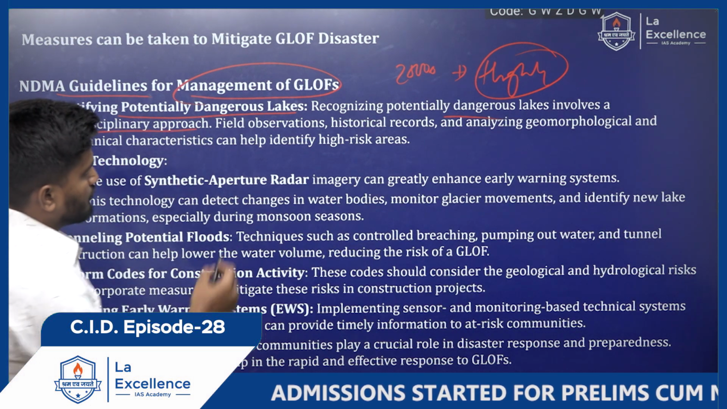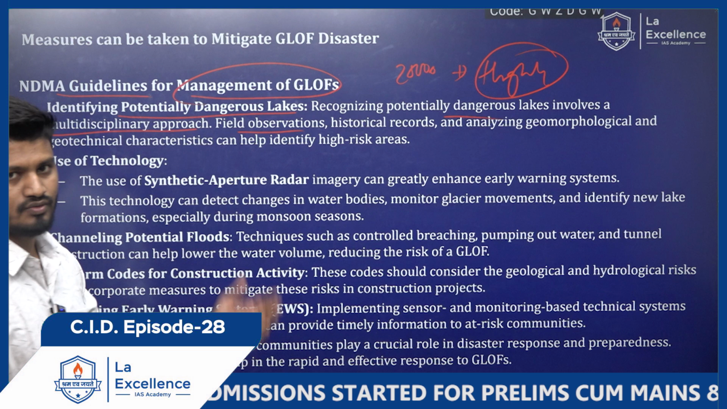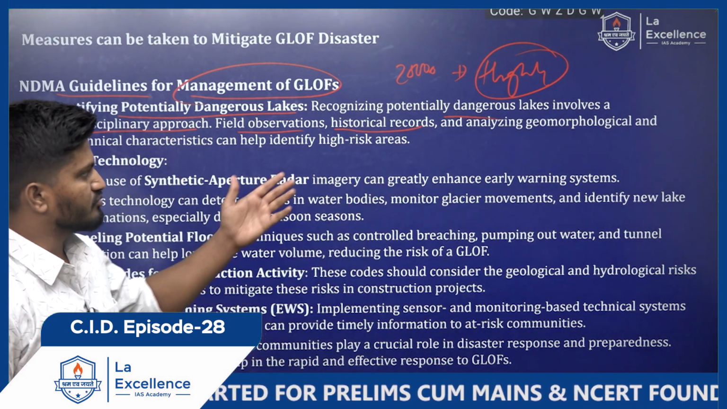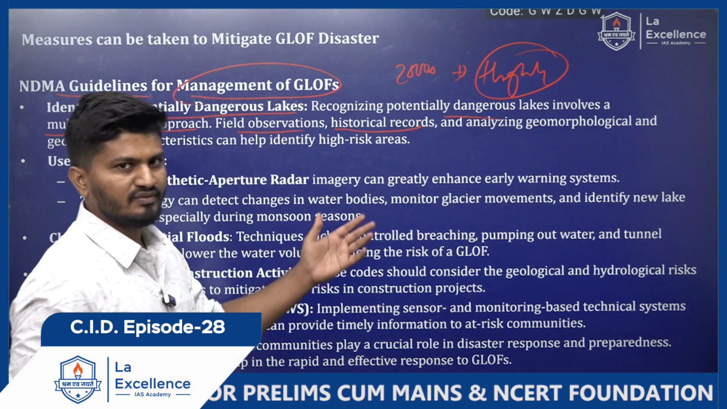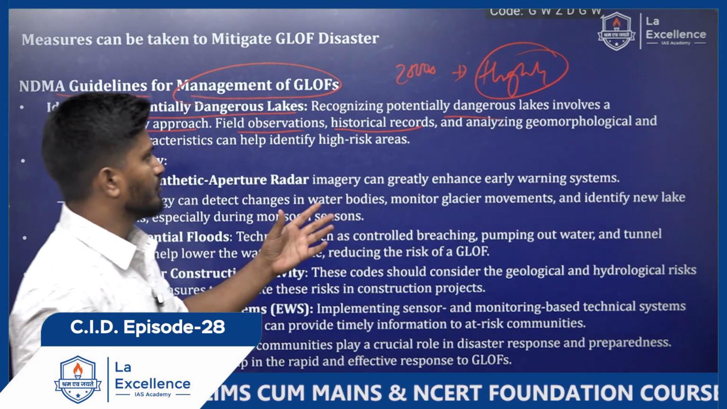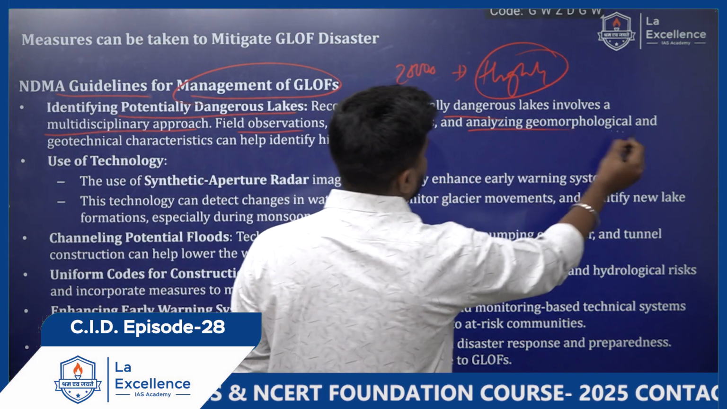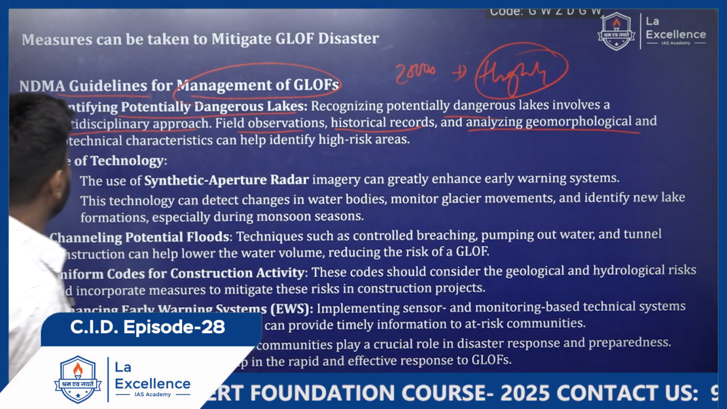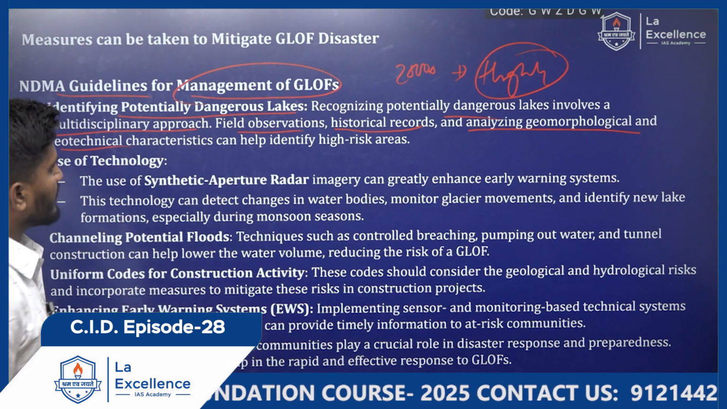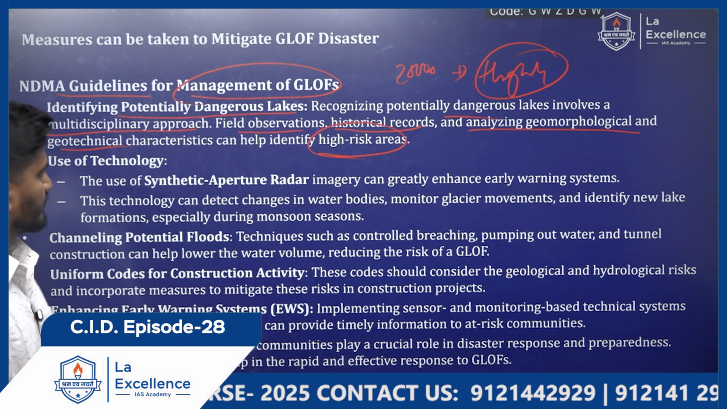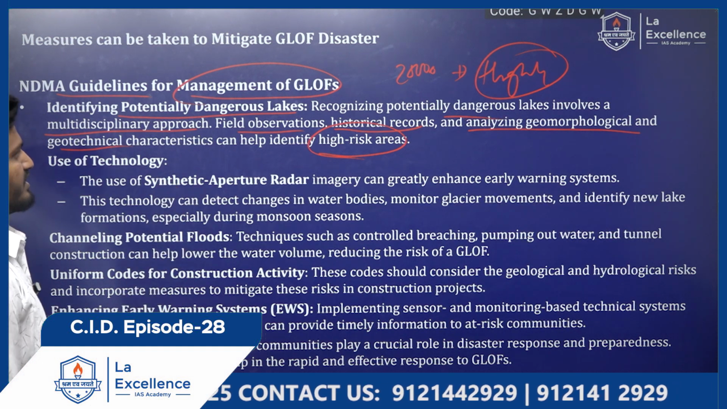For this, we should do field observations, and we have to look into historical records, meaning has there ever been a disaster caused by this particular lake? If so, then we have to observe it more carefully, and then analyze the geographical, geomorphological and geotechnical characteristics, and it will help in identifying the high risk areas. Okay, so this is how you can identify dangerous lakes.